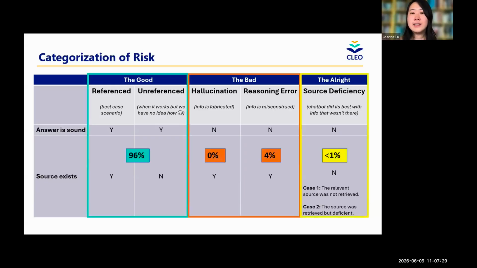So in terms of our testing today, we've categorized risk in all of these categories, and through our testing, we found that 96% of our chatbot answers are falling into the good bucket.